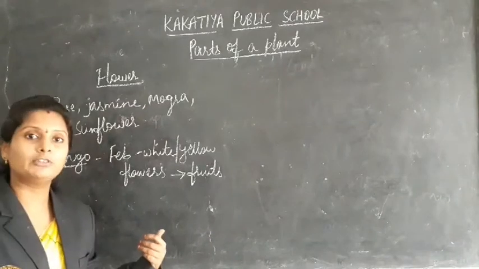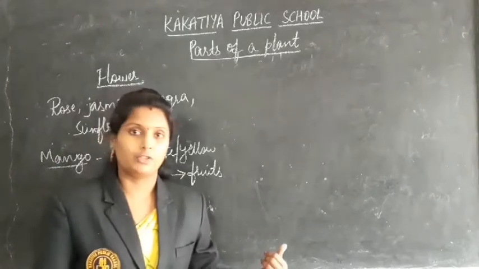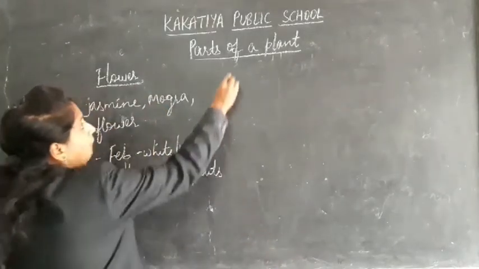So we are getting fruits from the flowers only. Flower turning into the fruit. Next, this is about the flower.